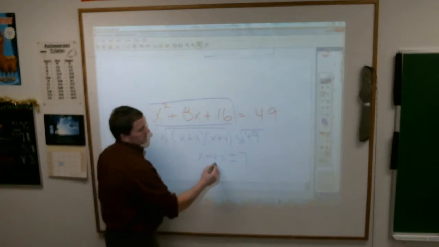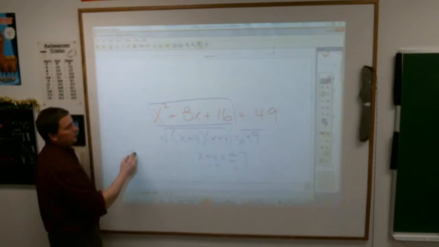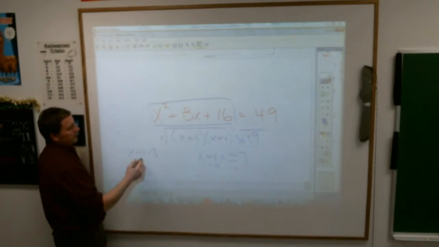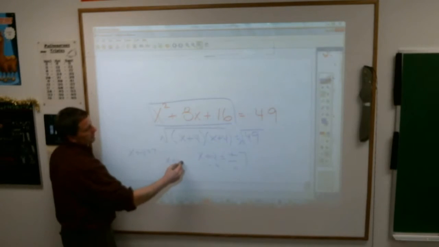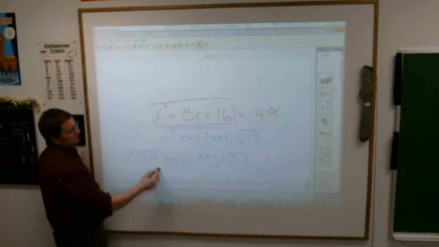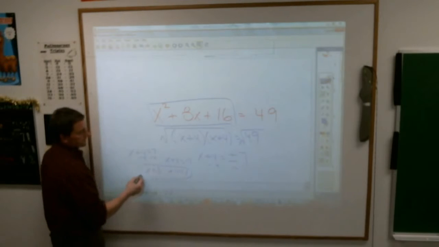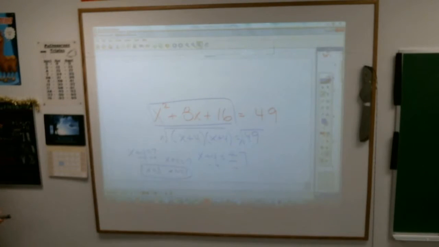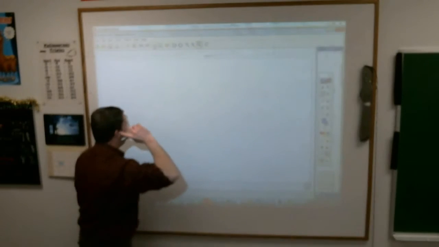Subtract 4, I get this. Do the 2 equations there: x plus 4 equals positive 7, and x plus 4 equals negative 7. Subtract 4, x equals 3, and over here x equals negative 11. Do we have to ever graph this? We're not graphing, not yet. But you could graph because you know how.